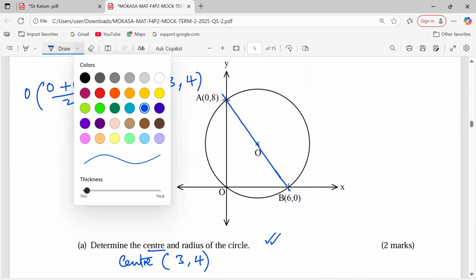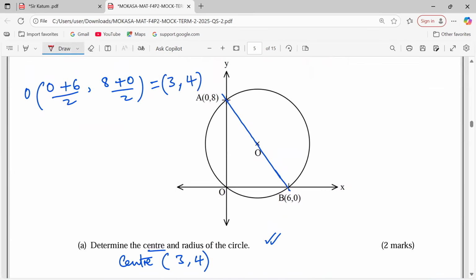Okay, I want to talk of the alternative way of expressing center. Remember, with a circle like this, from origin O to B, that's a chord. And from O to A, that's another chord. So we're supposed to know that whenever we bisect a chord, we are supposed to pass through the center of a circle. Any perpendicular bisector of a chord passes through the center of a circle. So from origin to point B, there are 6 units here along the x-axis. 6 units from O to B, because it is coordinate 6, 0.